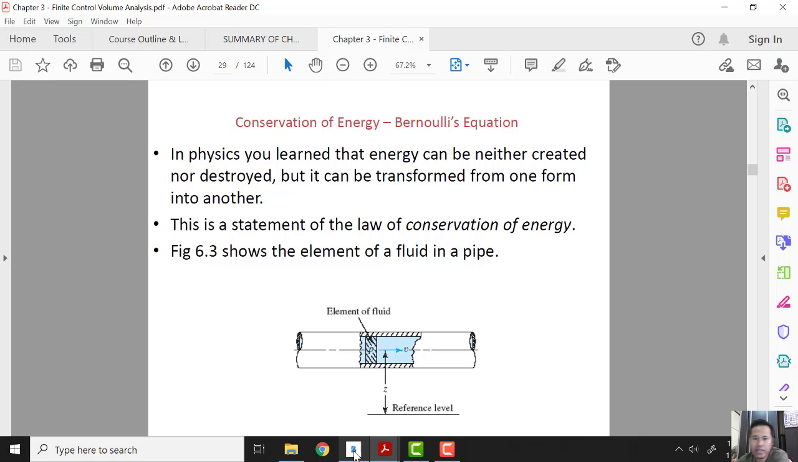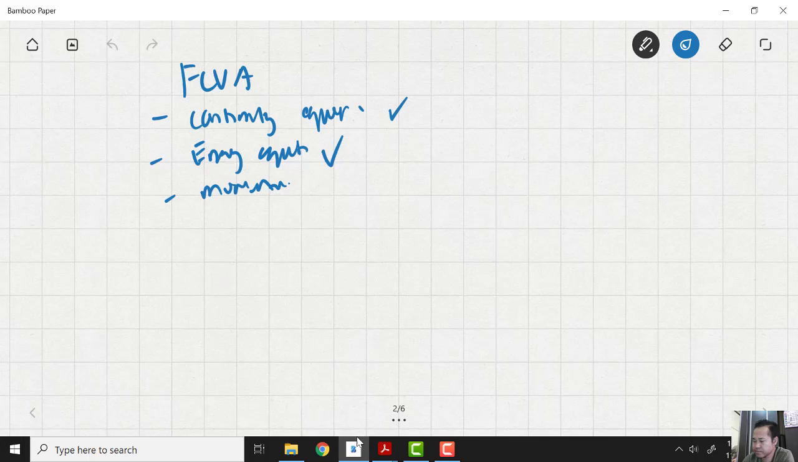In physics, you learn that energy can neither be created nor destroyed. Energy cannot be created nor destroyed, but it can be transformed from one form to another. This is the statement of the law of conservation of energy. So this proves that energy is conserved. Conserved means that it is the same as before.